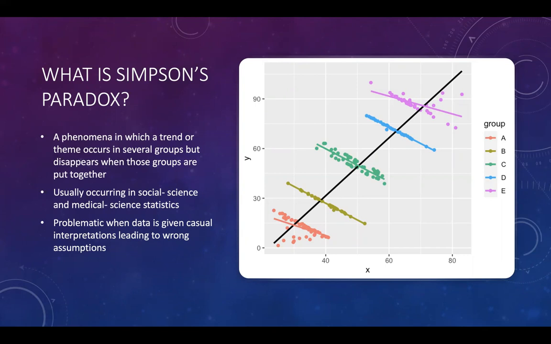I'll explain the meaning of this a little bit later on. Usually this occurs in social science and medical science statistics, and it's problematic when data is given causal interpretations, leading to wrong assumptions. Basically, that means if you only look at data through a microscope, only in small data sets, you're going to see trends or observations that you think are strong, hardcore facts. But if you look at the overall picture, and I'll give examples of this, you realize a whole new, different trend occurs, and some theories that you had in the past from looking at a small data set could be falsified by this new observation.